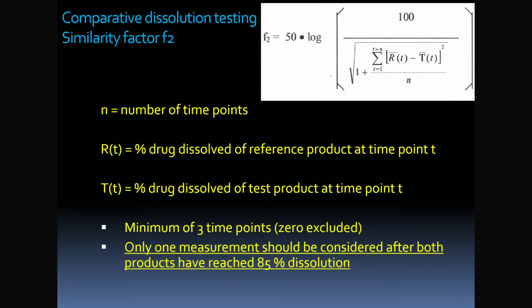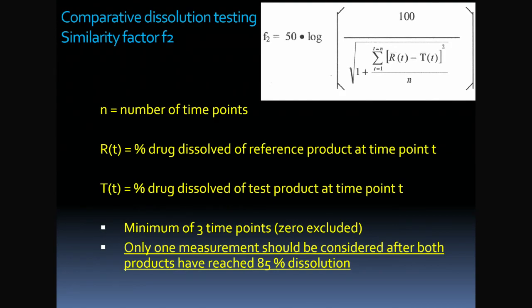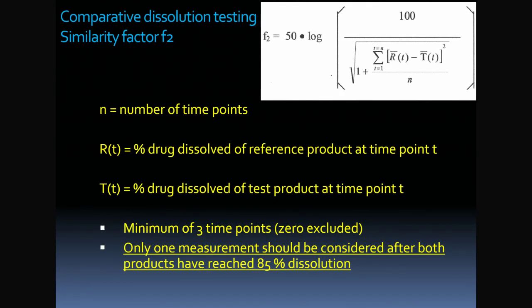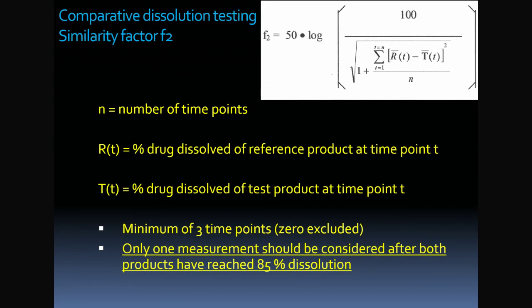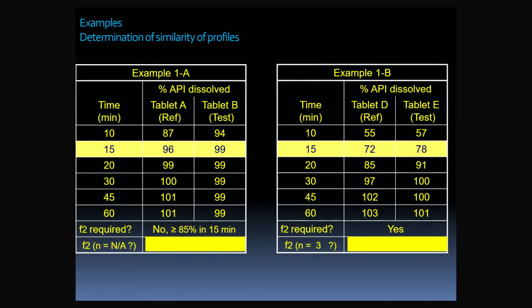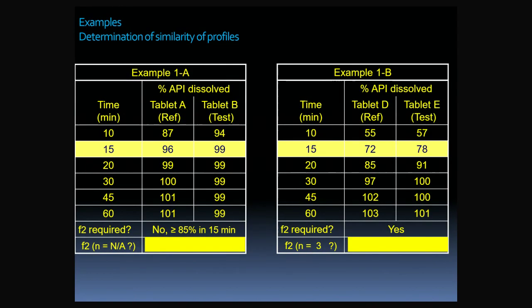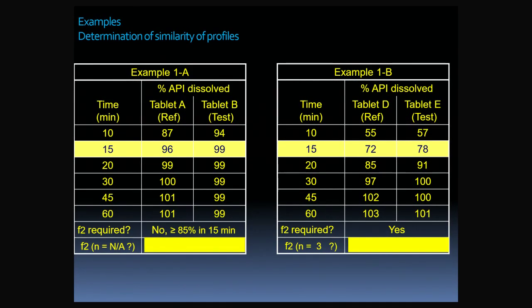If your calculated F2 value falls below 50, what does that indicate about the average percentage difference between your test and reference formulations at any given moment? Apply the 85% rule to these two datasets to determine when a complex statistical comparison is actually mandatory.